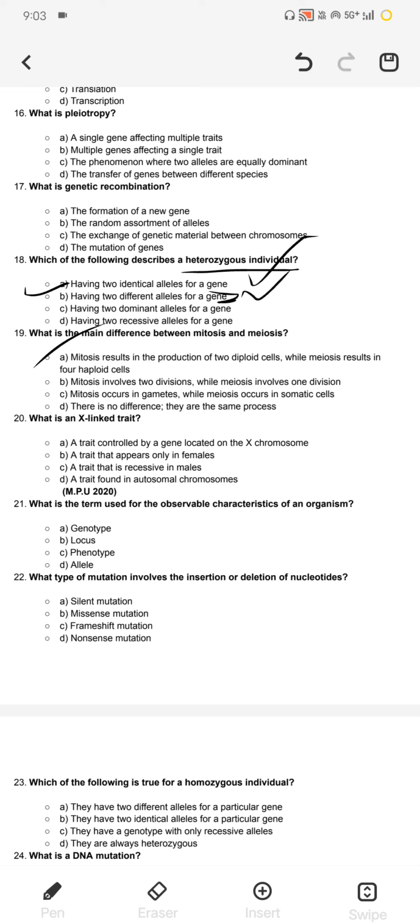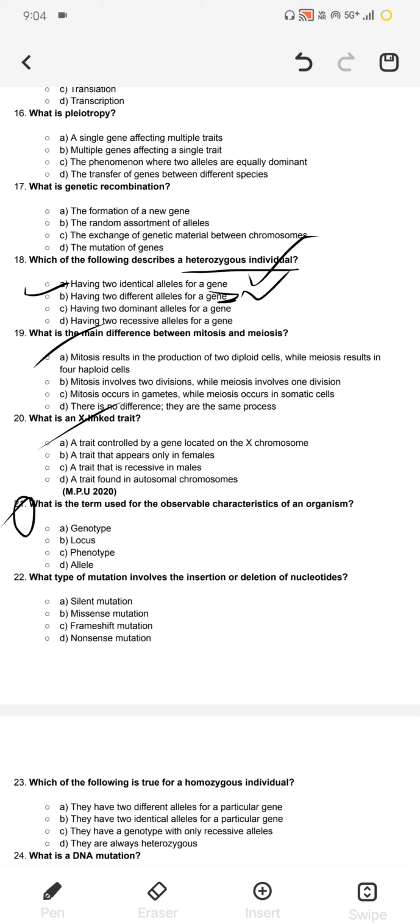Now the question is what is an X-linked trait? Trait linked to X. The options are a trait controlled by a gene located on the X chromosome, a trait that appears only in females, a trait that is recessive in males, a trait found on an autosomal chromosome. So the right option here is A, a trait controlled by a gene located on the X chromosome.